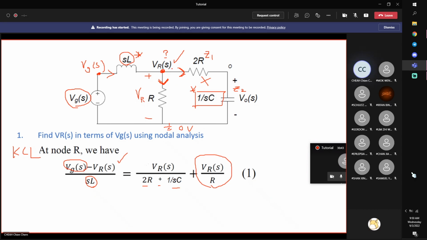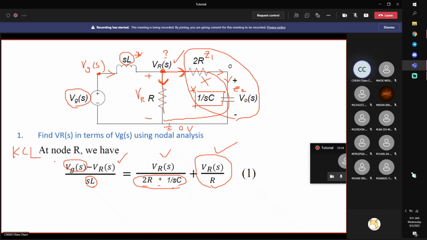And the voltage across this whole thing is VR, because this is in parallel with this. They have the same voltage. Parallel means same voltage. VR divided by 2R plus 1 over SC is the current flowing through 2R. It is also the current flowing through 1 over SC because they are in series. So that means we have inflow equal to outflow.